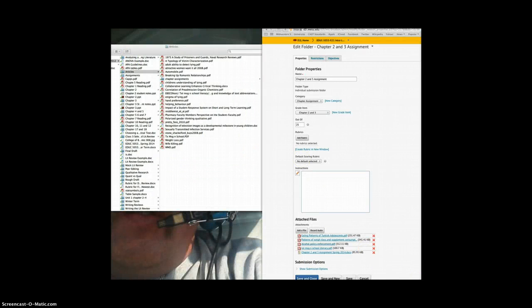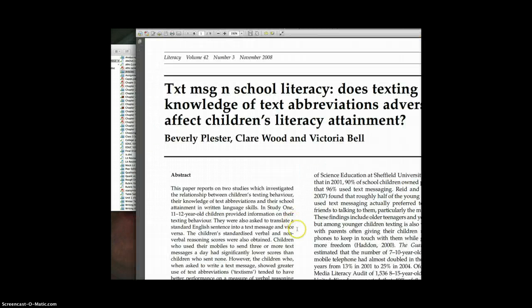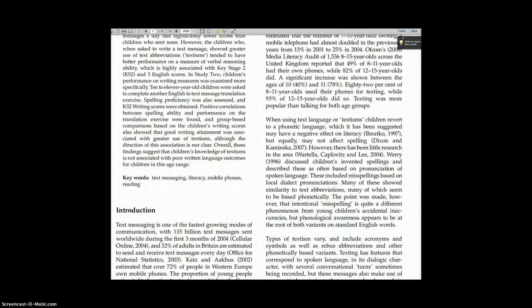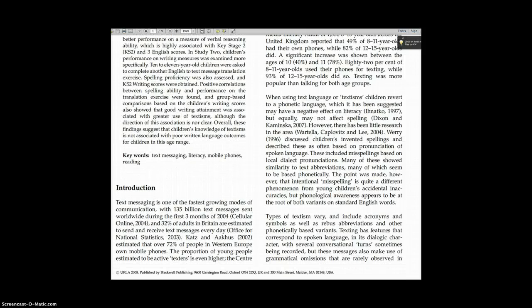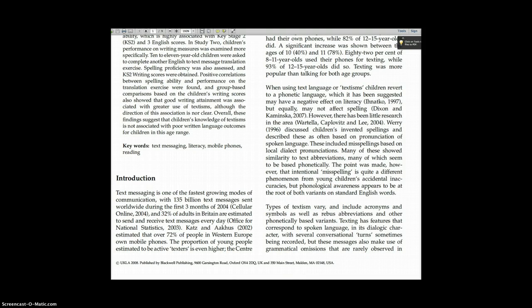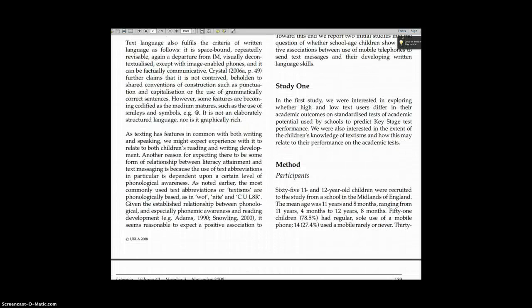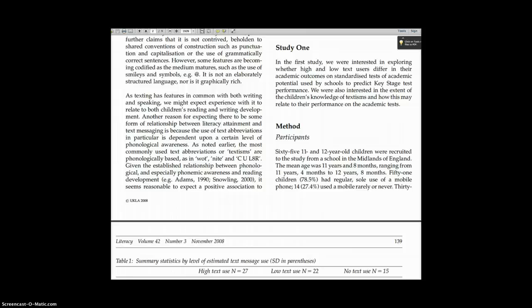The other one has to do with text messaging. And again, this is pretty straightforward in terms of how we look at the tables. We're going to scroll down.